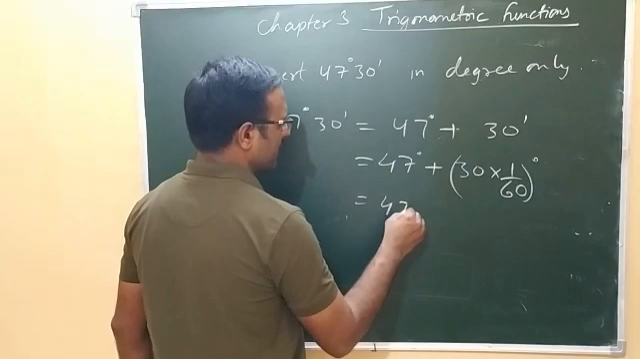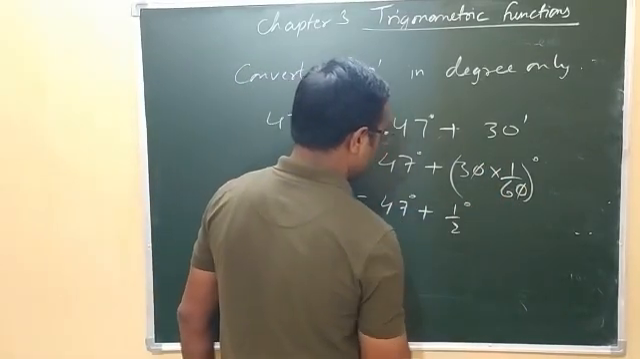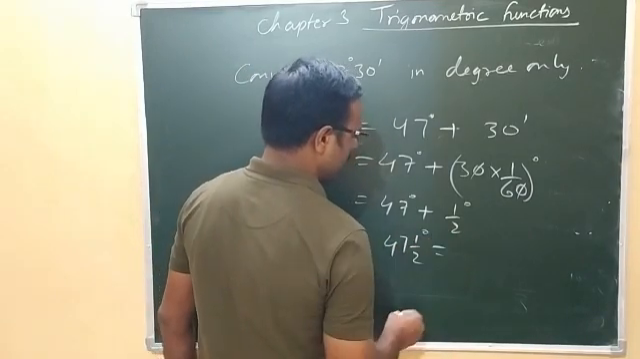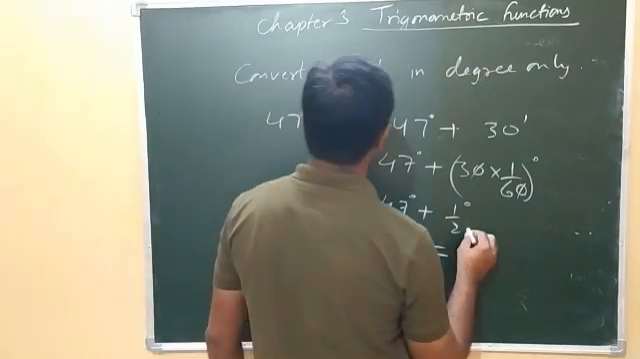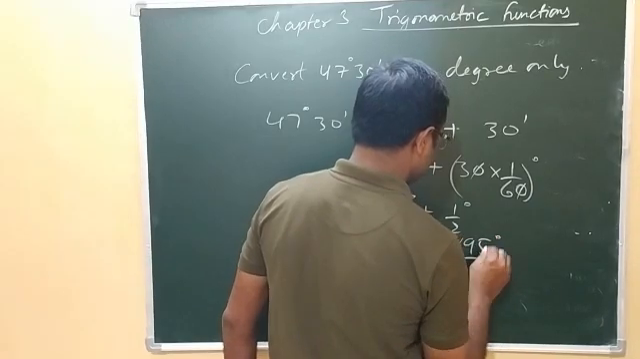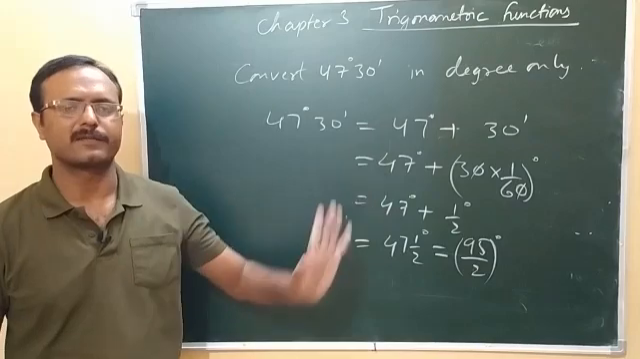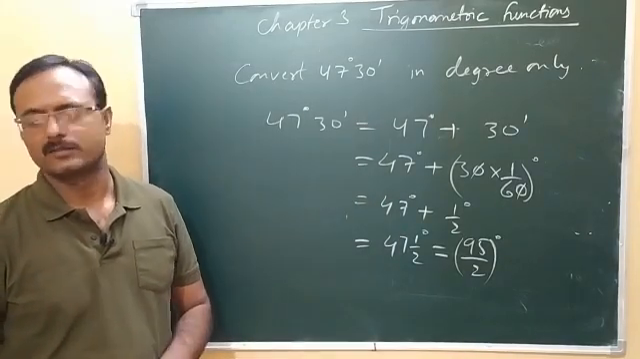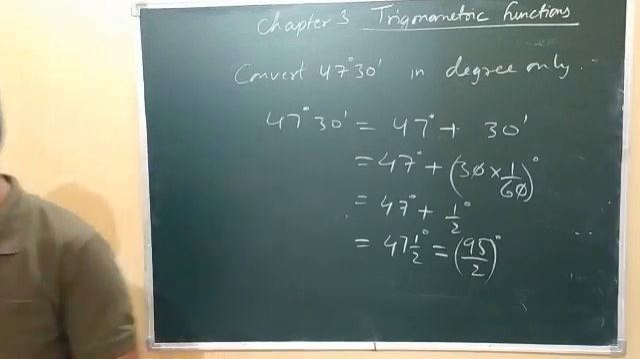So again you will write 47 degree plus half degree, and this will be equal to 47 and 1 upon 2 degree, and then again convert into a fraction. So you will get 95 upon 2 degree. This is the way to convert into fraction form, and fraction to minutes and degrees form. Some more examples, let us solve.